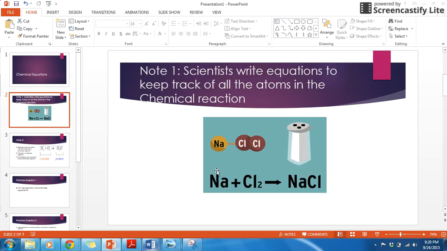reaction. So if I know I'm trying to make salt, I have sodium atoms and I have chlorine atoms. And I know that these two atoms have to come together to make sodium chloride or salt. So we do it to keep track of all of the atoms in our reaction.